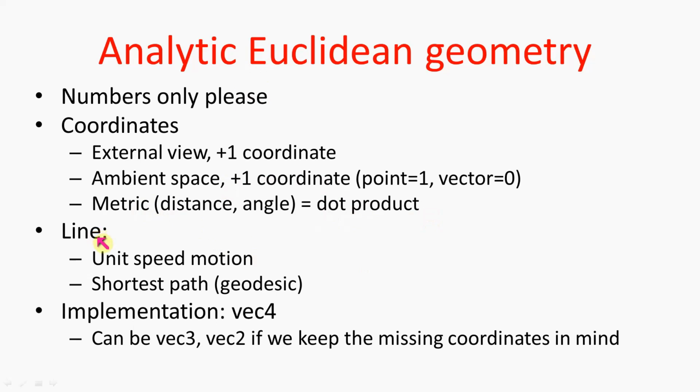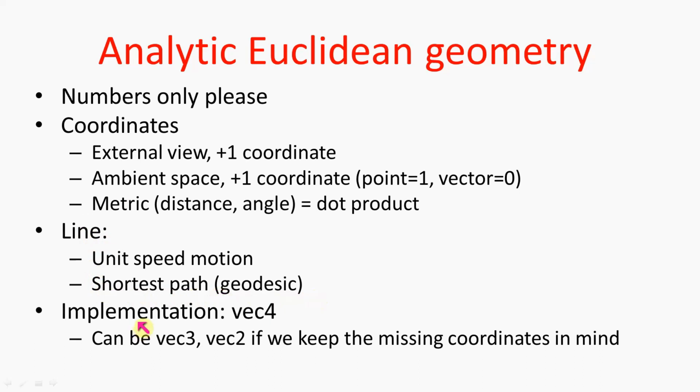The line was introduced as a constant speed motion. The line is also the shortest path, also called geodesic, between 2 points. And this is true for any geometries, not only for Euclidean geometry.